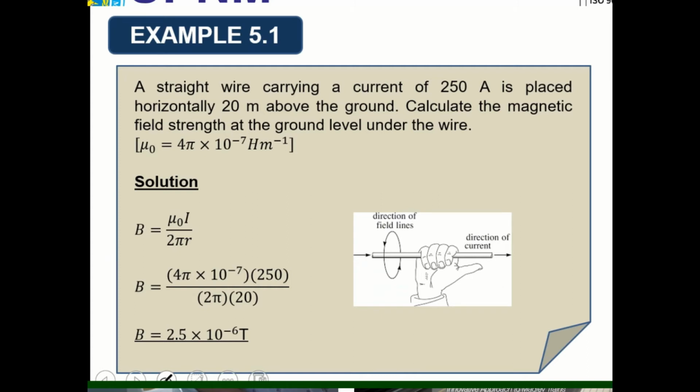Okay, kita tengok example. A straight wire carrying a current of 250 ampere is placed horizontally. So dia placed horizontally 20 meter above the ground. So mana kat sini ni ada ground. Alright, so jarak dia adalah 20 meter. Now calculate the magnetic field strength at the ground level under the wire. So ditanya B dekat sini ni berapa?